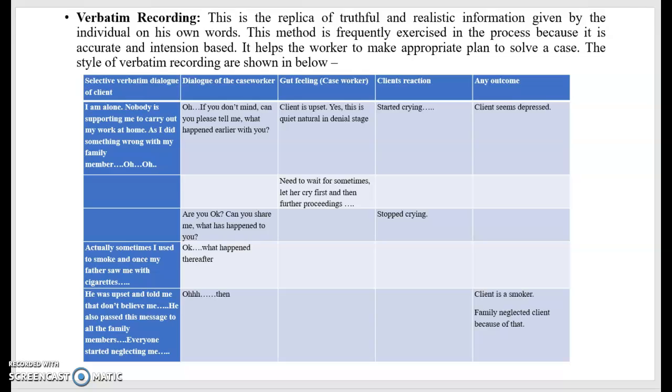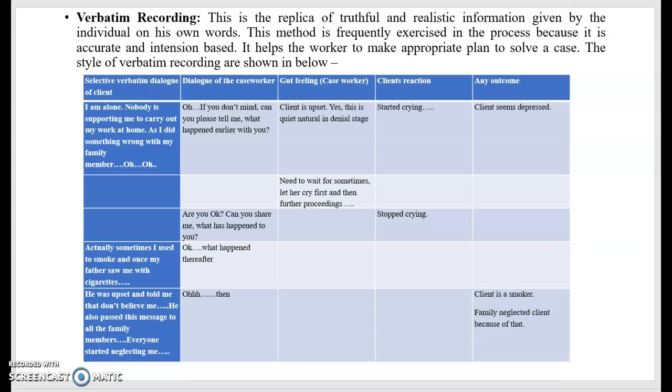Now, selective verbatim dialogue of the client. You see, the client has mentioned, "I am alone. Nobody is supporting me to carry out my work at home, as I did something wrong with my family member." That is the client's dialogue. Then the dialogue of the caseworker: "If you don't mind, can you please tell me what happened earlier with you?" Then it's the gut feeling of the caseworker. The client is upset. Yes, this is quite natural in the denial stage.